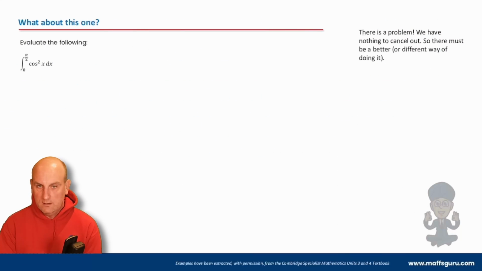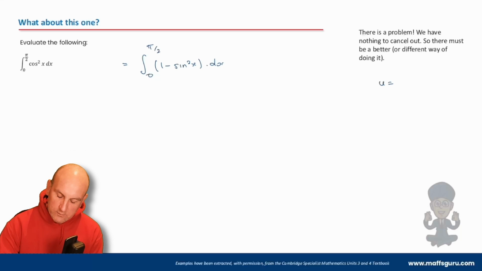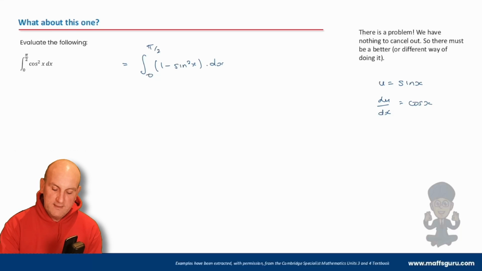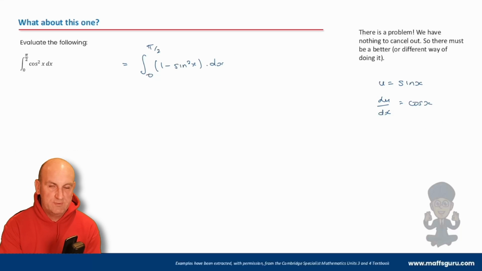What about this one? Cosine squared of x. Well, okay, I could try and do what we did before, between 0 and again pi on 2 of 1 minus sine squared x dx, and let u equal sine of x. So du by dx becomes the cosine. We've got a problem. And the problem is there is now no cosine of x in here to effectively cancel out. And that's sort of what I was saying in a previous video.